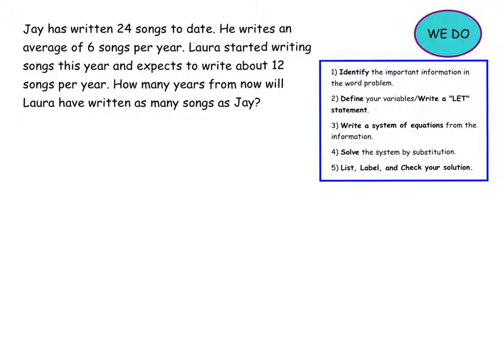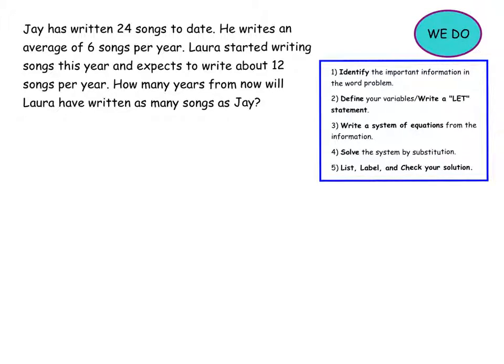Here's another example with a word problem. So Jay has written 24 songs to date. He writes an average of 6 songs per year. Laura started writing songs this year and expects to write about 12 songs a year. How many years from now will Laura have written as many songs as Jay?